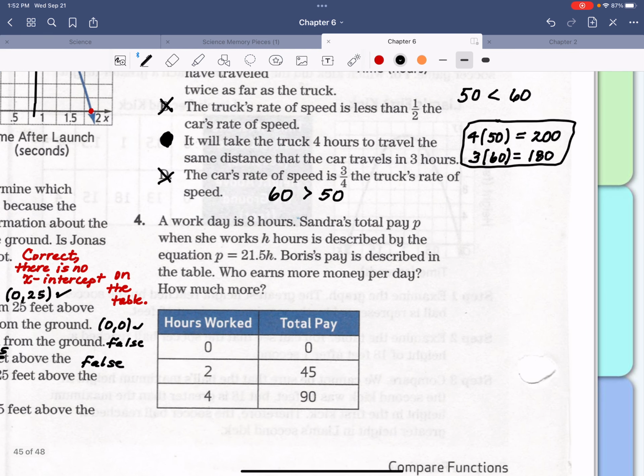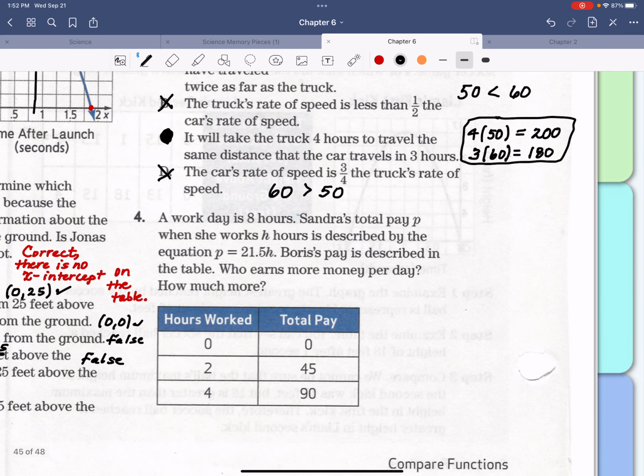All right, number 4. A work day is 8 hours. If you hear that alarm in the background, I'm sorry. It should stop on its own.